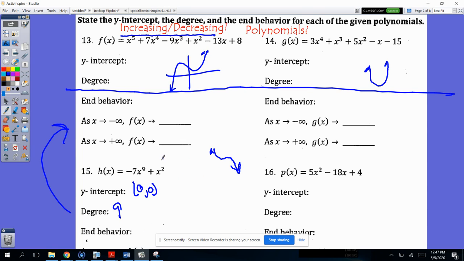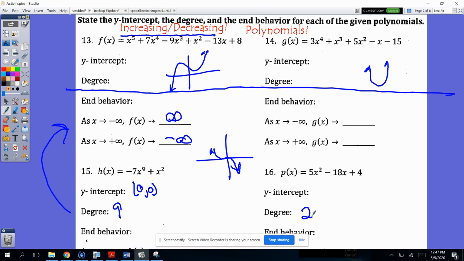Okay, end behavior. So if it is a negative snake baby, as x goes to negative infinity, the left, where's the y going? It's going up. And as x goes to the right, the y is going down. Basically, up means positive, and negative infinity is down.